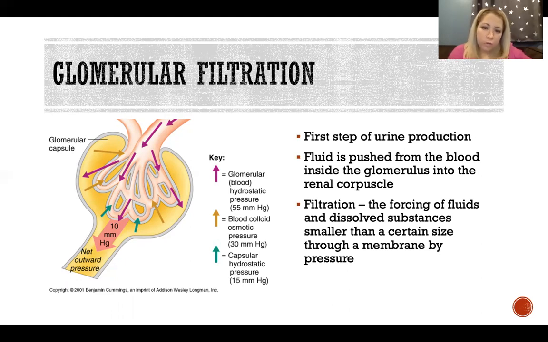So, the filtration in general is the forcing of fluids and dissolved substances smaller than a certain size through a membrane by pressure. So, blood pressure is the pressure that is forcing the fluid and the dissolved substances through the wall of the glomerulus. And then we're going through a couple layers of cells there that are filtering so that larger particles stay in the blood and only things that are small enough to make it through the filter are able to leave the blood and become glomerular filtrate.